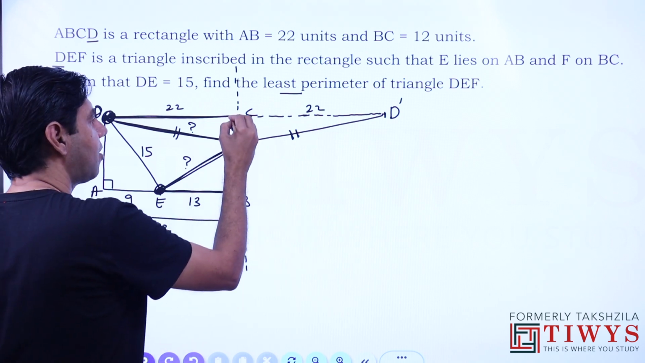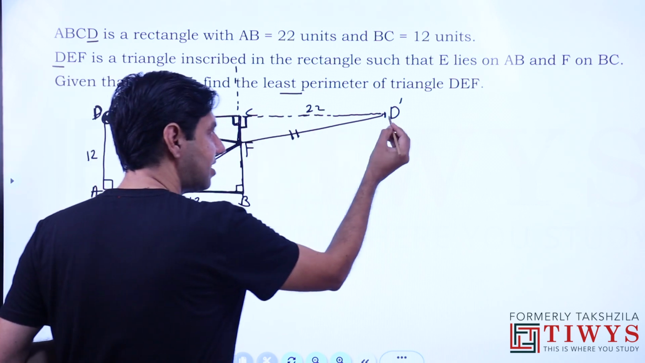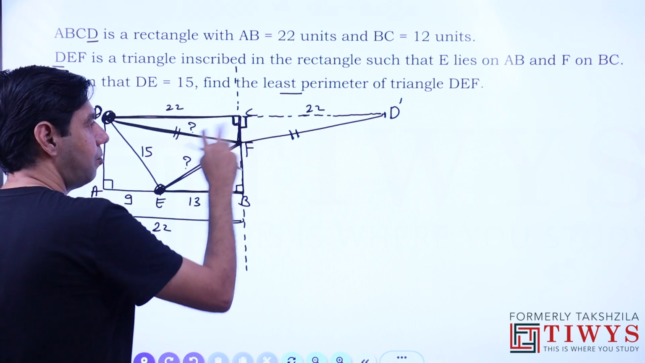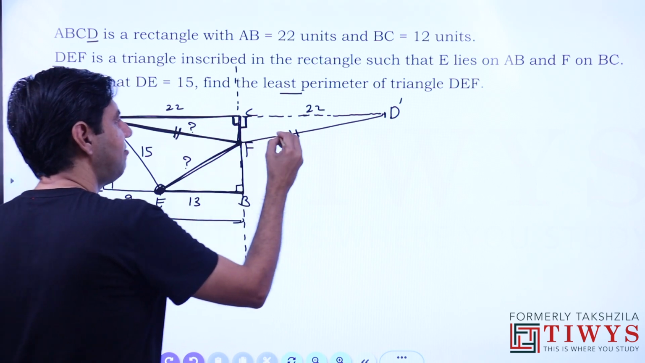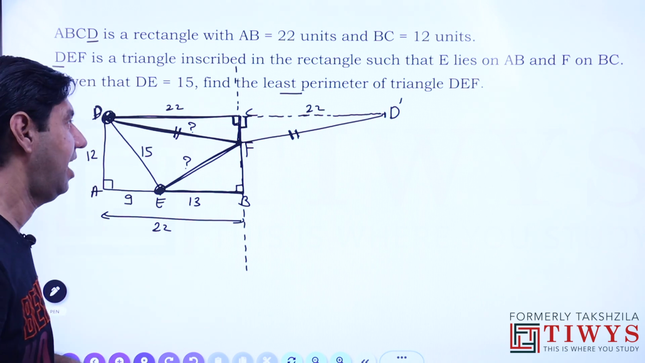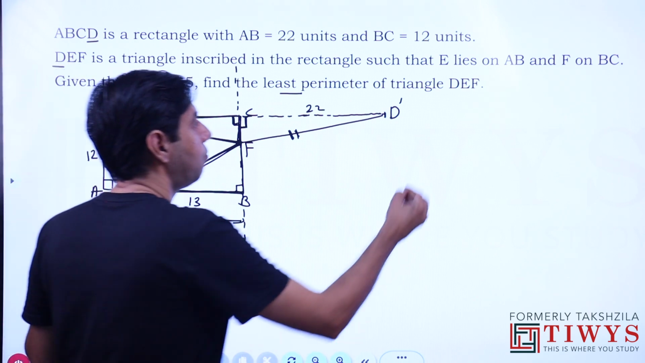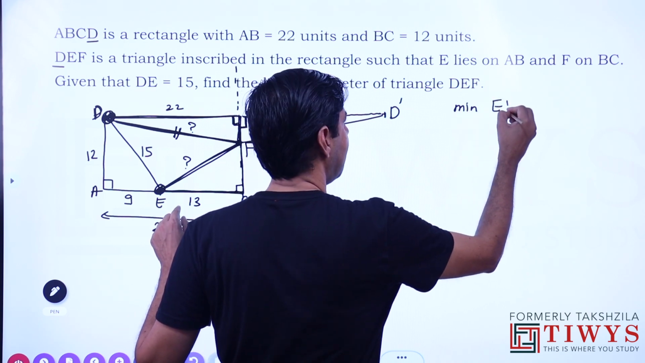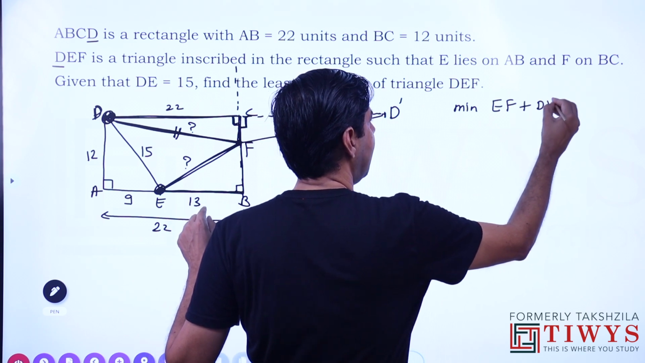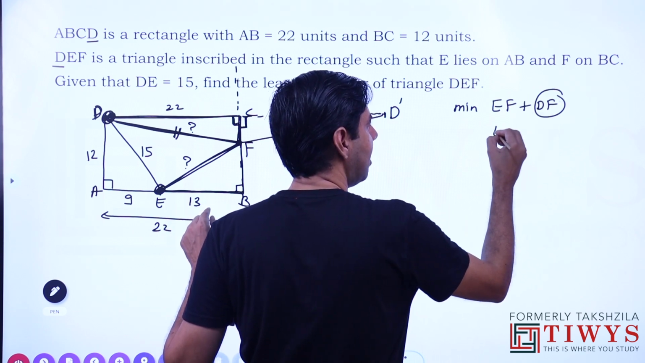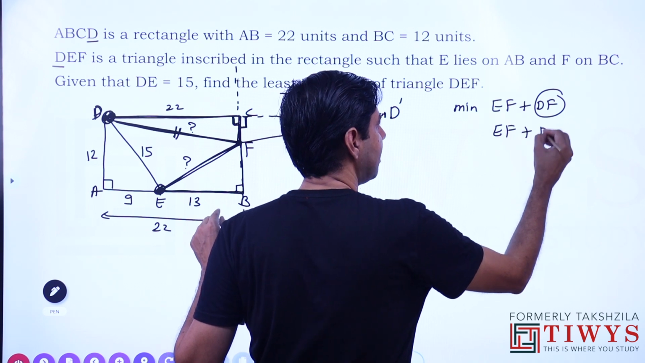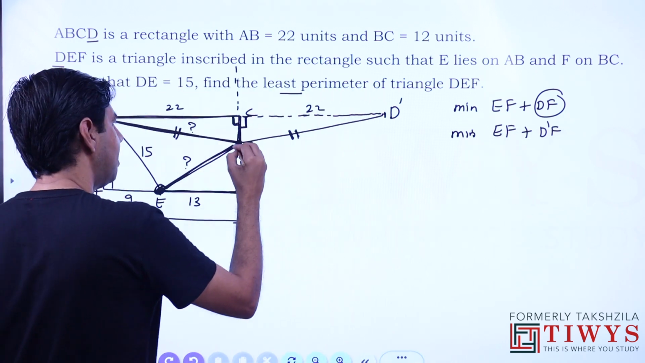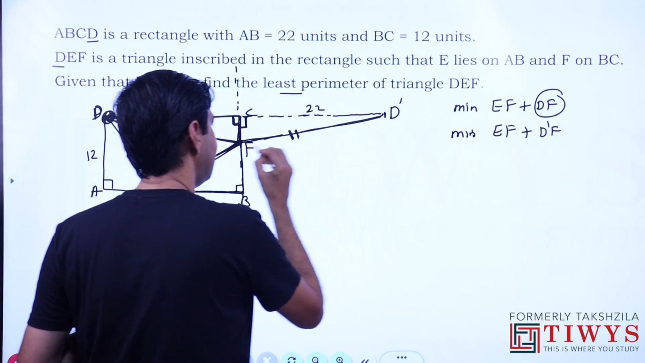These are congruent. Why? Because it's 90, 90, 22. By construction, this is 22. I took it as a reflection, and CF is common. So both triangles are congruent. DF is equal to FD dash. Now, we needed to minimize EF plus DF, and now this DF is nothing but D dash F. Okay, and so we need to minimize this. EF plus FD dash we need to minimize.